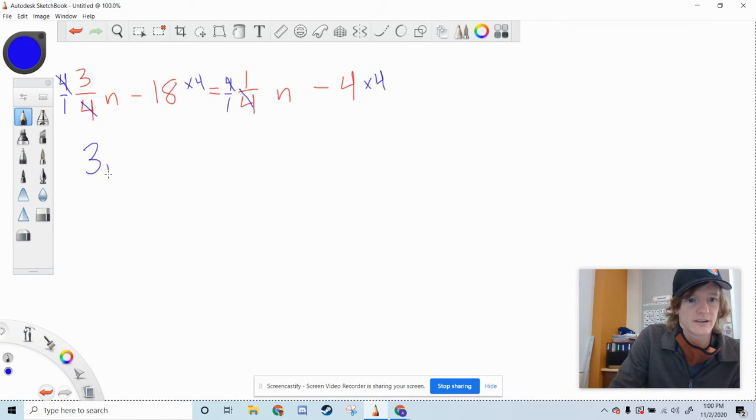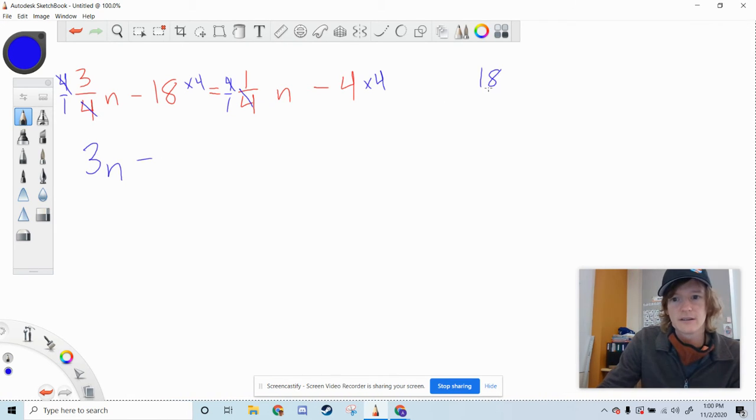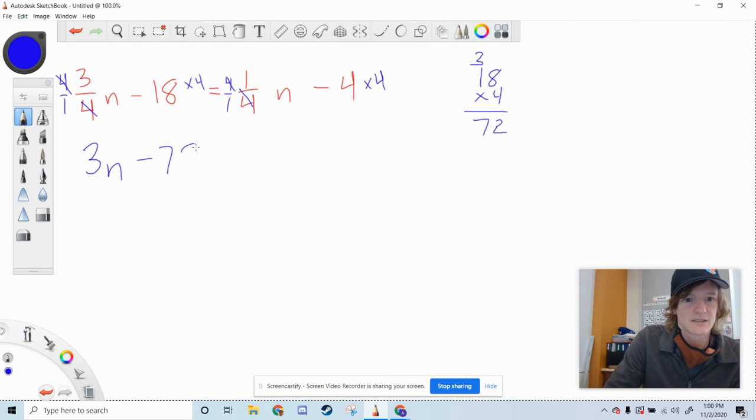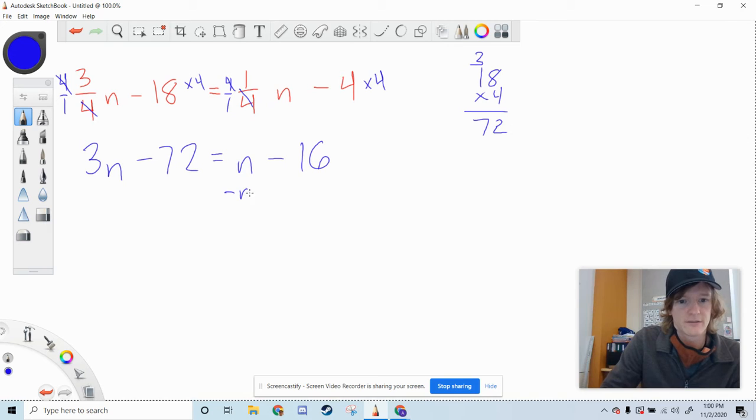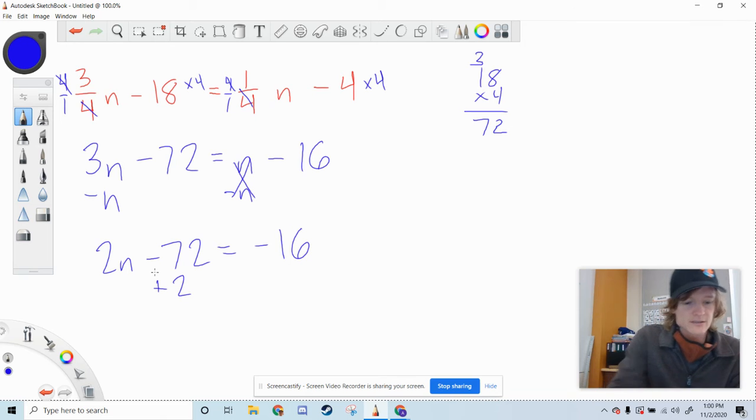I get 3n minus 18 times 4, so this will be 72. Minus 72 equals, 4 is canceled, so n minus 16. I can subtract 3n or subtract 1n. I'm going to subtract 1n. 2n minus 72 equals negative 16. I need to add 72 to both sides.